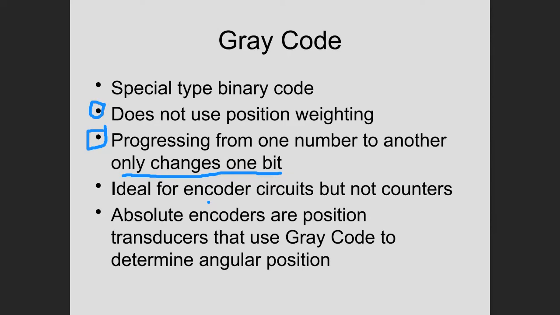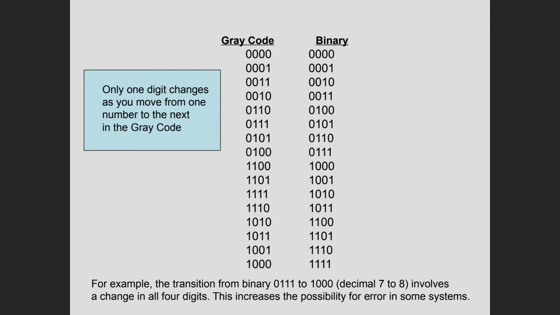They call Gray code an error minimizing code. Error minimizing code. I'll speak to that point in just a second. Let me show you what it looks like. So here's BCD compared to binary.